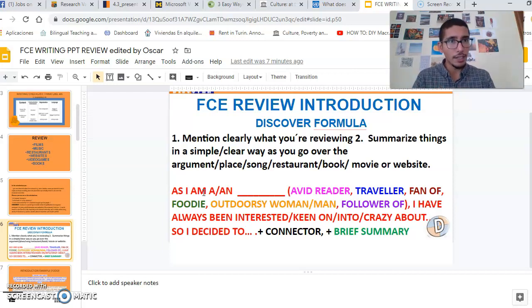There is a chant that Asia has made, which I will post in the Google Classroom again next to my PowerPoint, and you guys can practice that if it helps you remember how the structure for the review is compared to the article and compared to the essay.